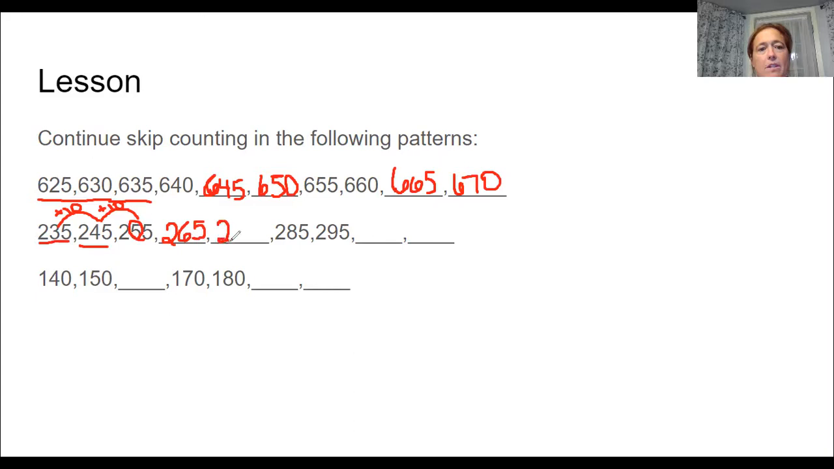265, 275. Then they have filled in 285, 295. Now it gets harder. What is 295 plus 10? We now go into the 300s. We pass 300 because 295 plus 5 is 300, but we need another 5 to make 10.